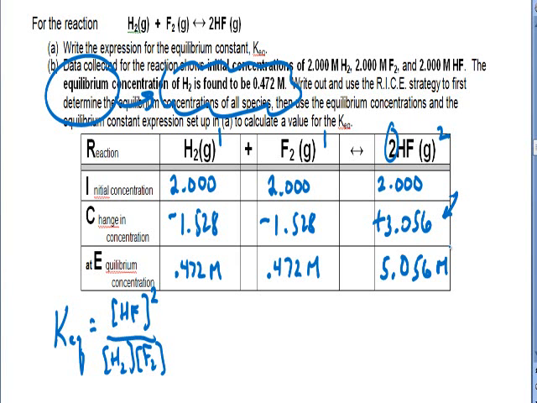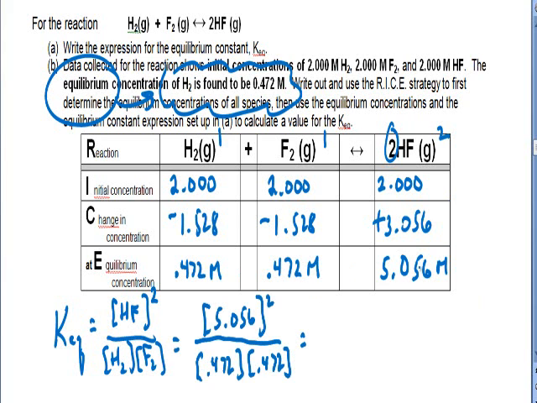We now have our equilibrium concentrations of all 3 chemicals. We need to insert these into the equilibrium constant expression, and that will allow us to calculate the equilibrium constant. This would be our setup where we've placed all the concentrations into the equilibrium constant expression. The HF is 5.056 squared, divided by 0.472 times 0.472, and this gives us an equilibrium constant value of roughly 115 for our Keq for this reaction.